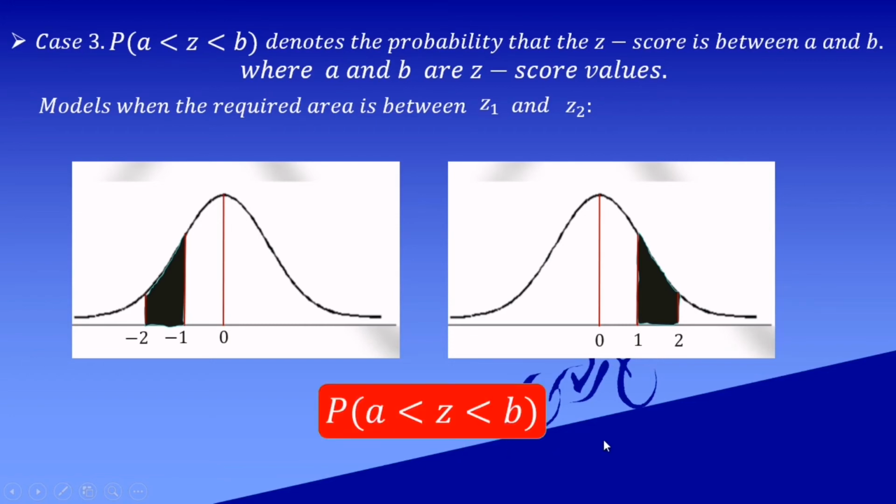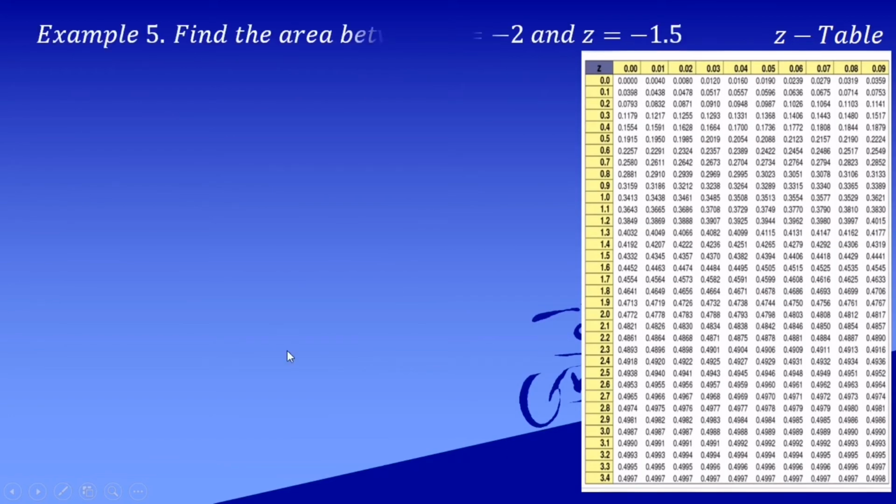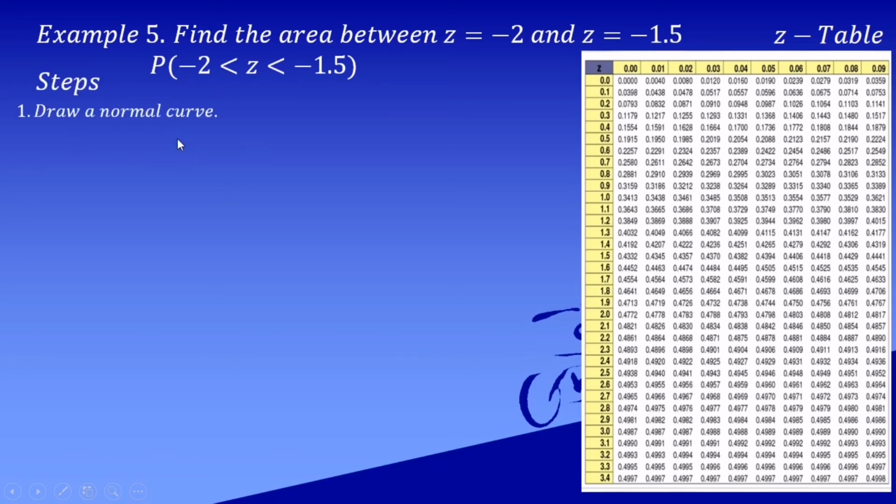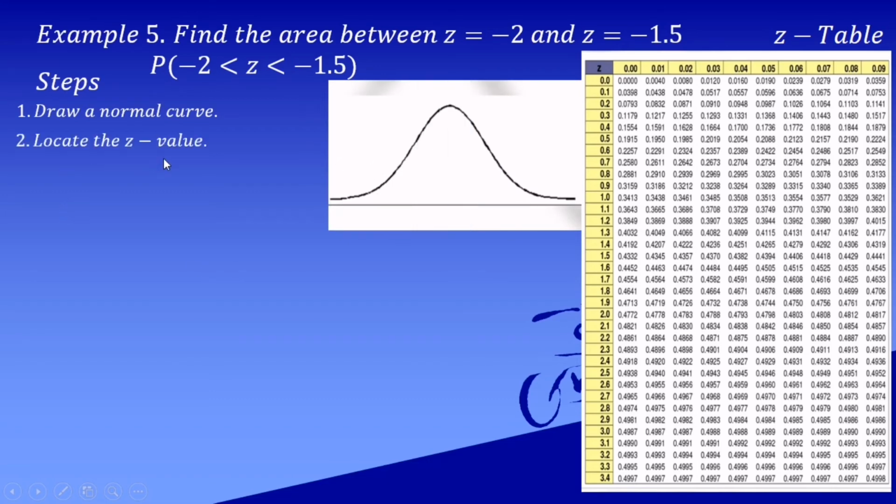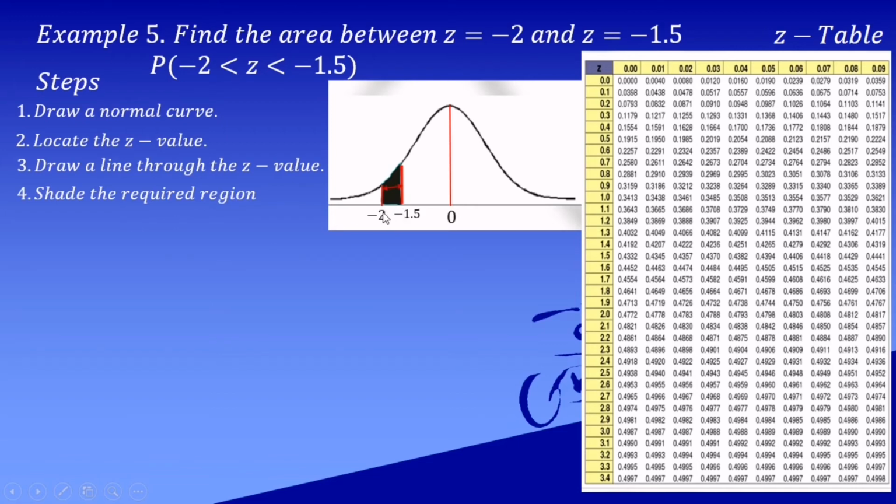Meron tayong illustrative example for this case 3. So, example number 5, find the area between z equal to negative 2 and z equal to negative 1.5. Ito yung probability notation natin for this example. So, step 1 natin, draw a normal curve. Yan ating normal curve, then locate the z value. So, since we have the specified values of z, negative 1.5 and negative 2, then draw a line through the z values. Then, we're going to shade the area between negative 2 and negative 1.5.